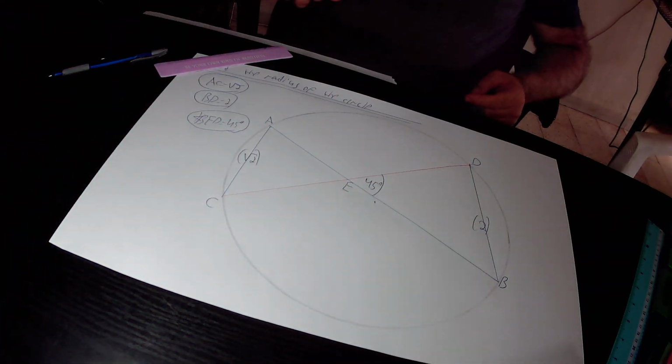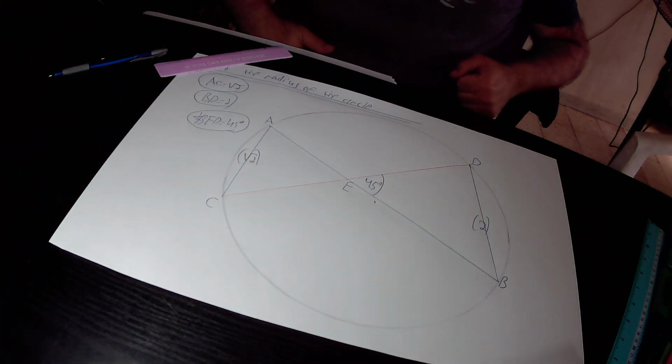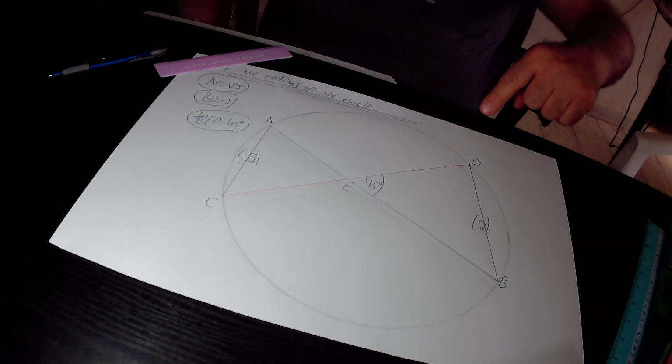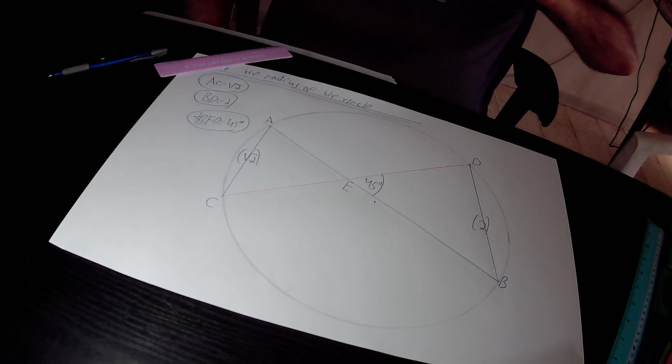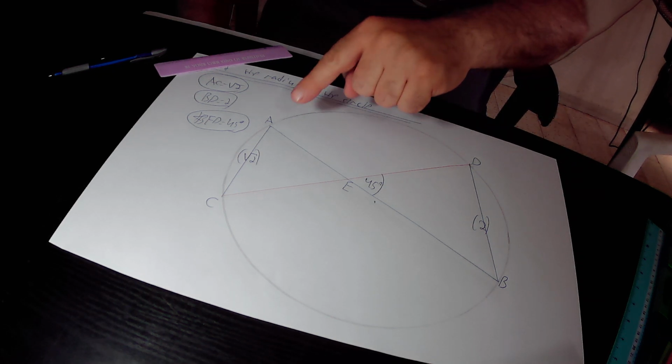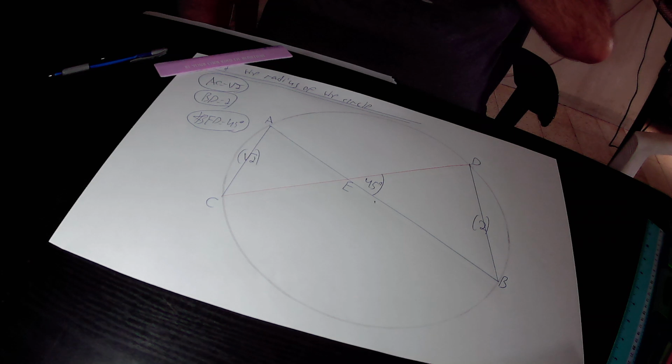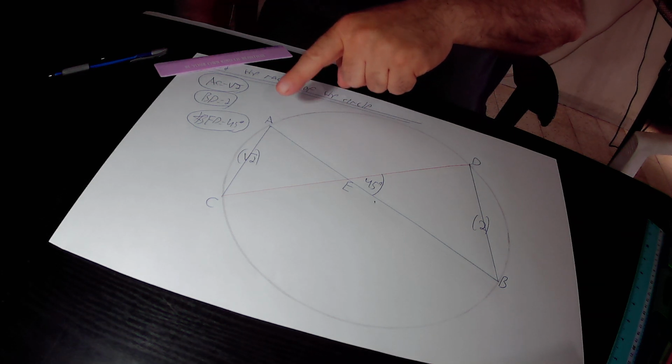And now in this lecture we'll find out the radius of a circle. At the moment we have a circle. Inside the circle we have chord DB. This is equal to 2 units in length. We have also chord AC. This is equal to the square root of 2 units in length.